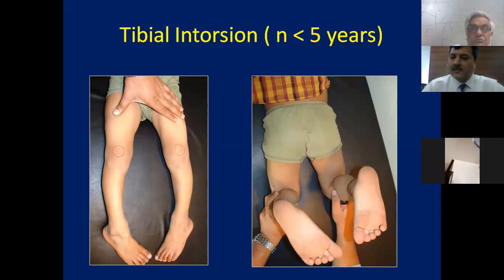By turning the child prone, we measure two axes. One is the thigh axis and the other is the foot axis. This is known as the thigh foot axis. In normal children, when there is no tibial intorsion, the thigh foot axis would be a straight line. But you can see in this boy, the foot is turning inside. So there is a negative thigh foot axis. So the intorsion or in-toeing is coming either from the tibia or from the foot.